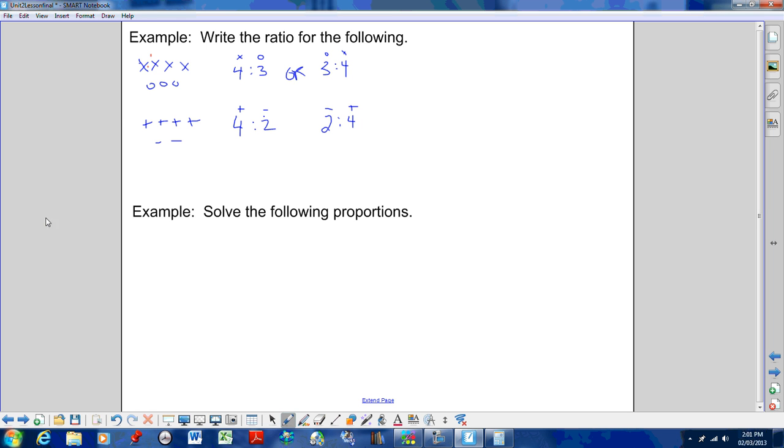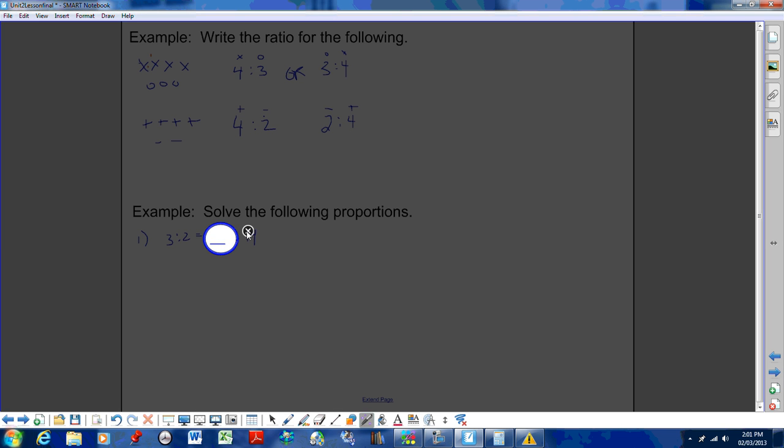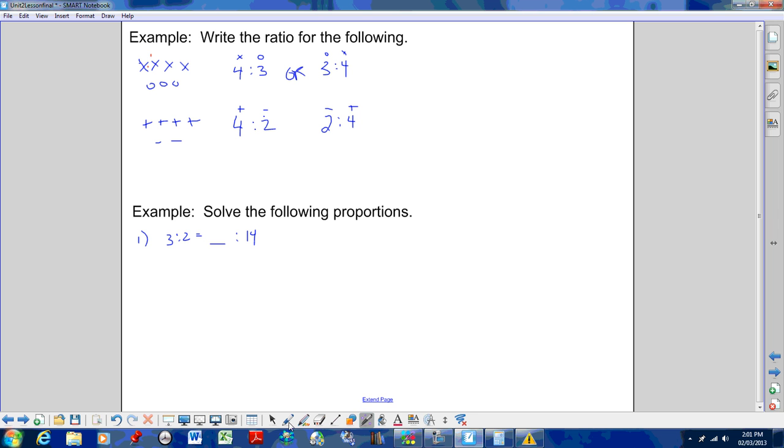All right. So if we want to solve proportions, and this is really the key here, the most important part of this process, this is what it's going to look like. If I have, and we'll go back to, 3 to 2 equals blank to 14, what we're required to do is find that missing value. So we need to know what that value is. We know it's going to be some form of equivalent ratio.